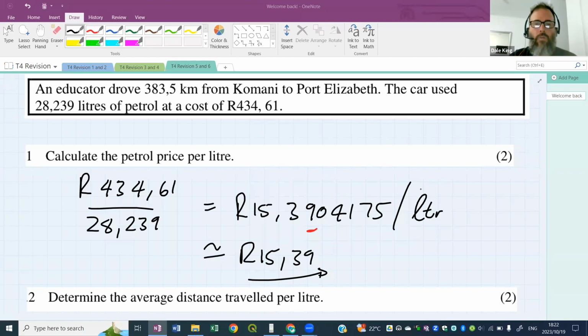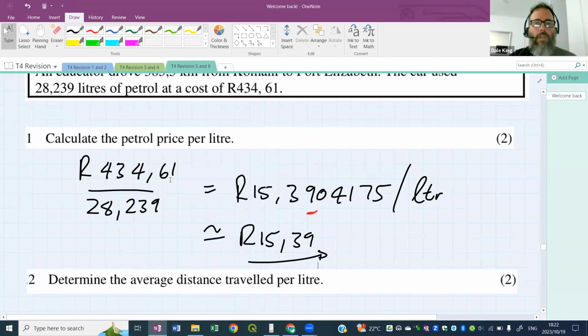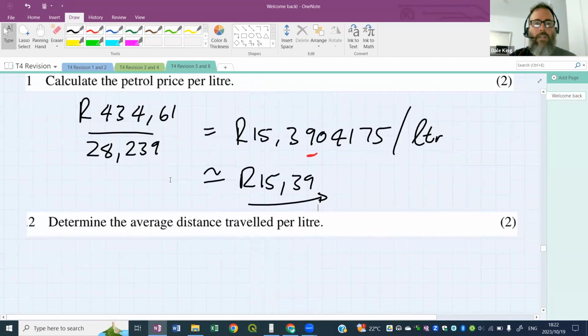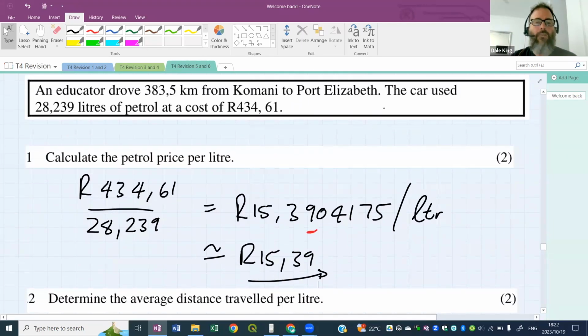Next question, I'm sure you're all looking at it. You're probably ignoring what I was saying. Next question is there. Determine the average distance traveled per liter. So how many kilometers per liter did they travel? Let me go up to the information. There it is. Determine the average distance traveled per liter. Thank you, Tando.